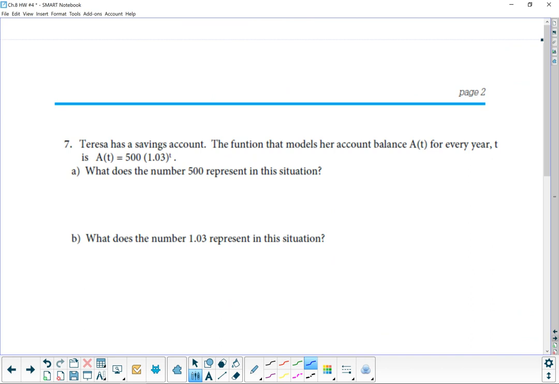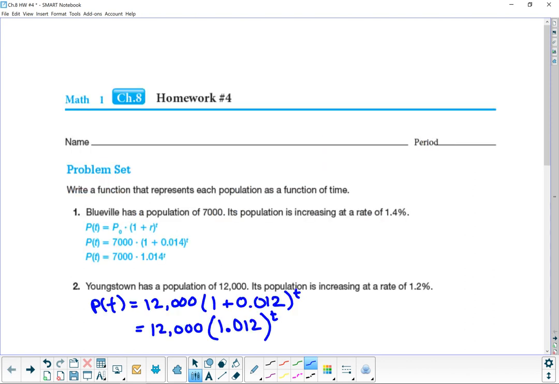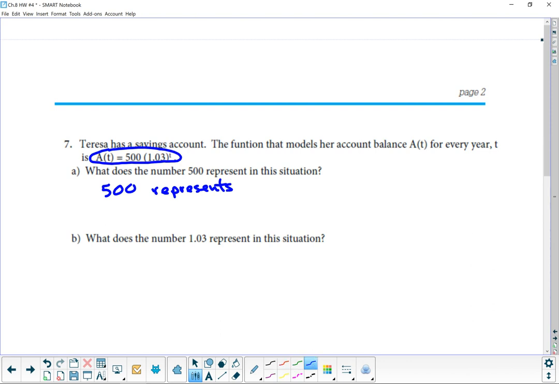Okay, back page. We're going to go ahead and see what it's asking. So it says Teresa has a savings account. The function that models her account, A of t for every year t, is this right here. And they're just asking what does 500 represent. So if you think back to the equation, the one that they give you at the beginning right here, this is the initial amount or the principal in a sense. So 500 represents the amount that Teresa first put in the bank.